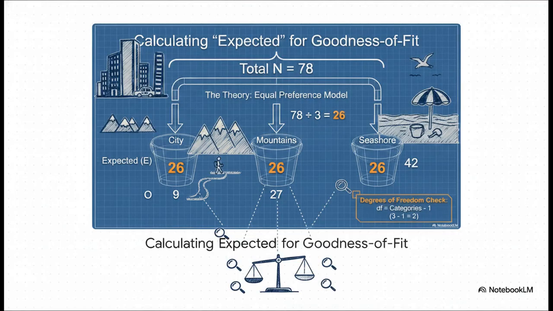Let's calculate our expected values for that vacation survey. We had 78 total respondents. Our theoretical model is equal preference, which dictates that those 78 people should be divided equally across our 3 location buckets. Simple math, 78 divided by 3 gives us exactly 26. So our discrepancy engine is going to fire up and compare our observed survey counts against an expected baseline of 26 for the city, 26 for the mountains, and 26 for the seashore.